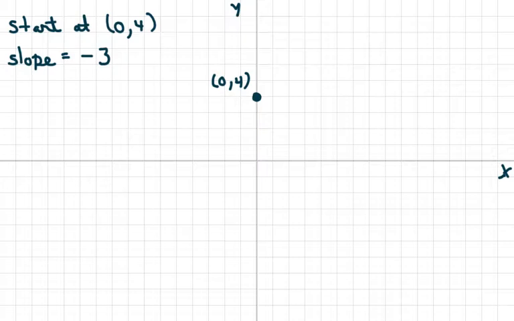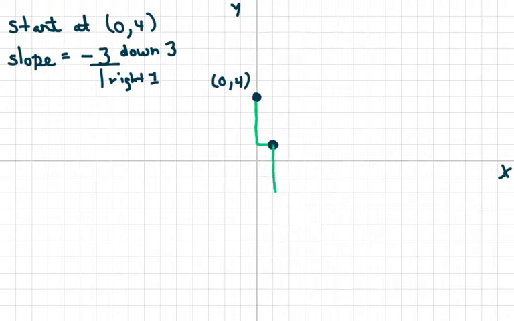And now the slope is negative 3, or if I write it as a fraction, negative 3 over 1. The top number tells me how y changes, and this is negative, so I'm going to go down 3 and right 1. So 1, 2, 3 down, 1 to the right, new point. 1, 2, 3 down, 1 to the right, new point.